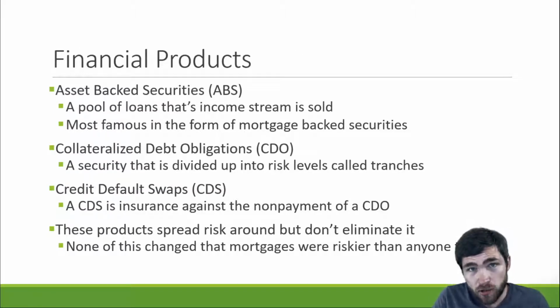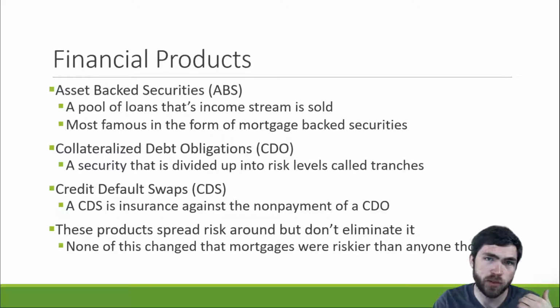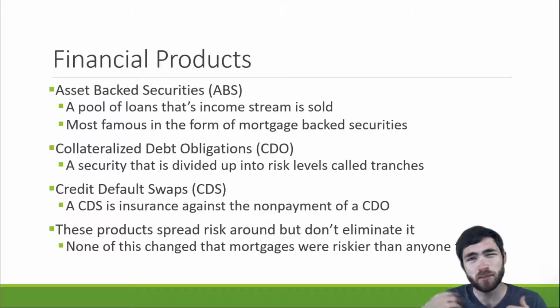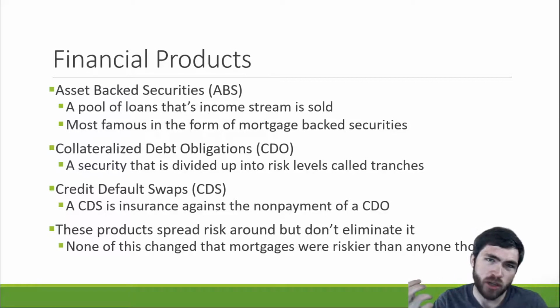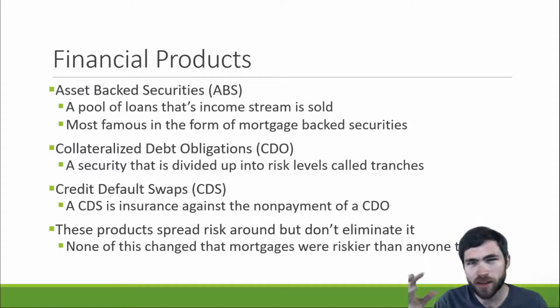Some of the different financial products that they may sell include things like asset-backed securities. So this is just a pool of loans that generate an income stream, and they sell shares of that income stream. This is most famous in terms of mortgage-backed securities, like I talked about last week, but these loans could be anything. They could be auto loans, they could be home loans, they could be small business loans. So in that way, it doesn't really matter what they're bundling, but they're bundling them.